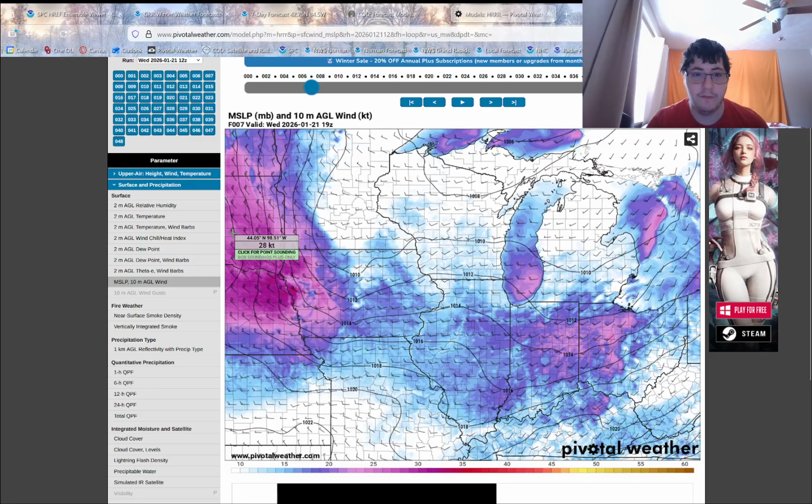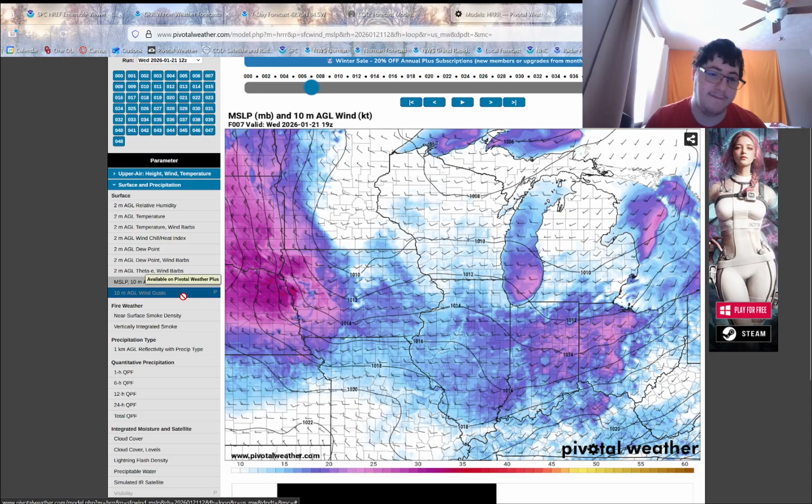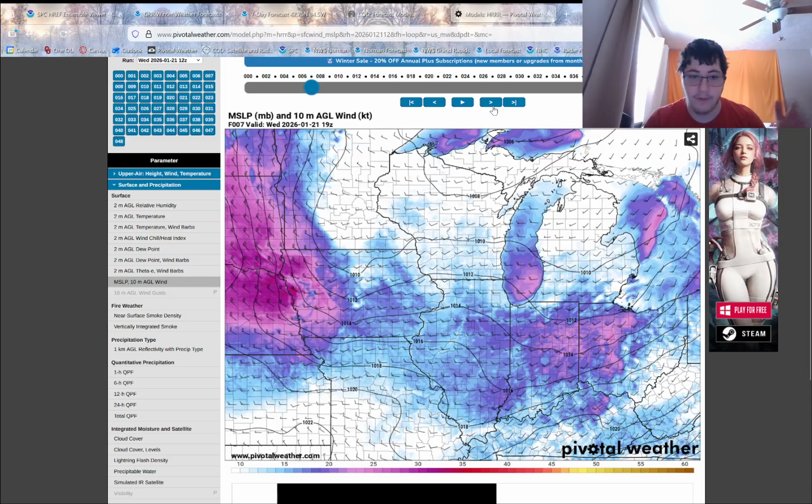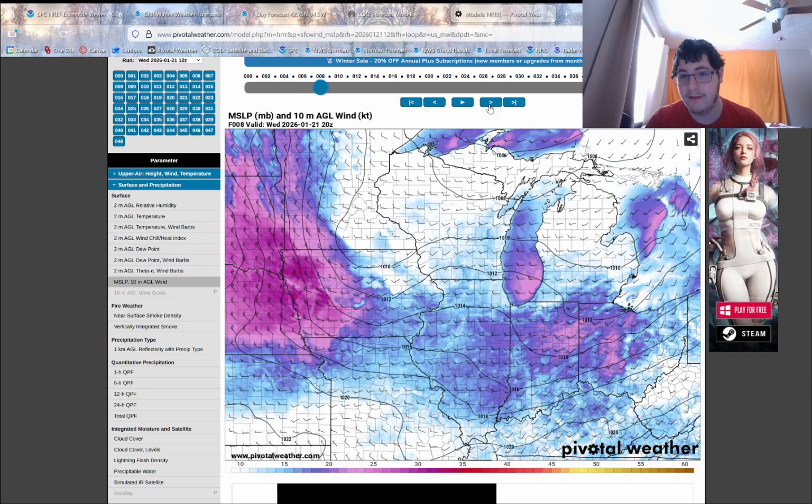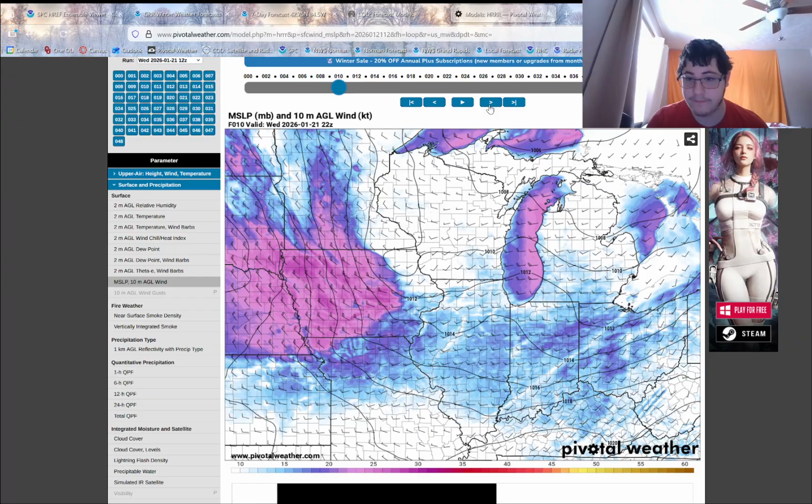Now we are going to pretty much do the same thing we just did with the precipitation, but with wind. We can't view wind gusts on here. It is a plus product that they have, and you have to pay for some of the stuff, but we can look at the regular winds.